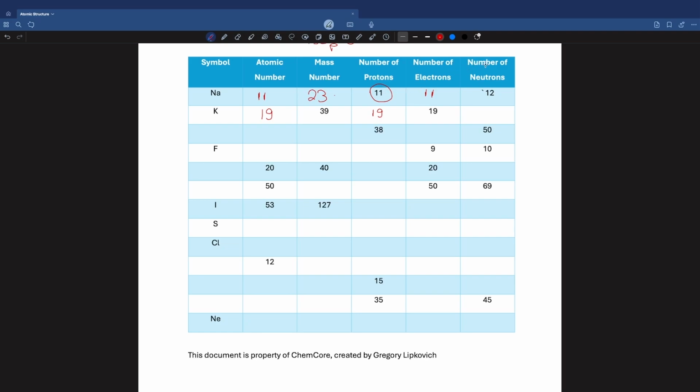Our number of neutrons, how do we get that? Do you need the periodic table? No, not at all. The number of neutrons is the mass number minus the atomic number. In other words, the mass number is just the number of protons plus the number of neutrons. And if the atomic number is the number of protons, well, we just subtract. And we get 20 for the number of neutrons.